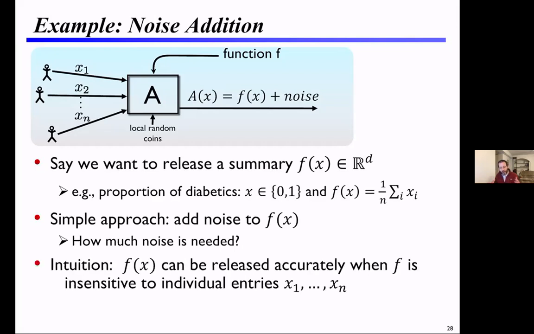So the driving intuition for this algorithm is that we can release f of x accurately, that is, with relatively little added noise, as long as f is not too sensitive to individual entries in the data set, to changes in individual records. We want the distribution of our algorithm to not change very much when we change one record. And so a natural thing to look at is, how much does the function we want to compute change when we start messing with individual records?